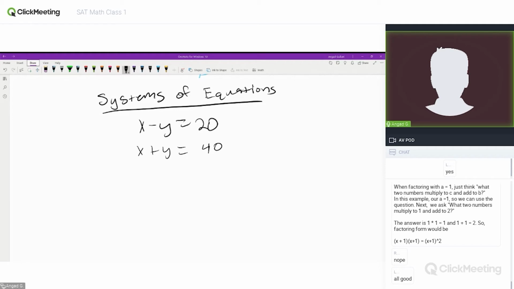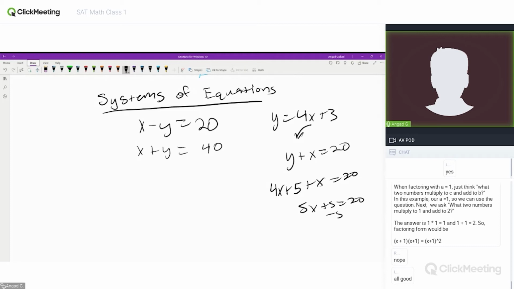So the way we can solve these systems of equations is by using either elimination or substitution. I'll show you what elimination is for this problem. And substitution is essentially, let's say we have y is equal to 4x plus 3 and y plus x is equal to 20. We can plug in this 4x plus 3 for y. So we get 5x, and let's change this to 5. We have 5x plus 5 is equal to 20. We can subtract the 5 from each side. We get 5x equal to 15 and x equal to 3. And that's how we use substitution to solve problems like these.